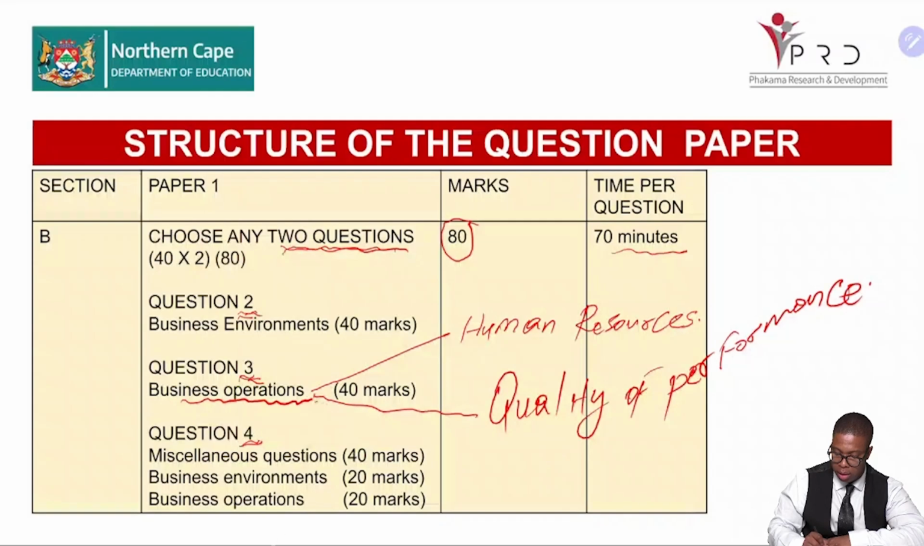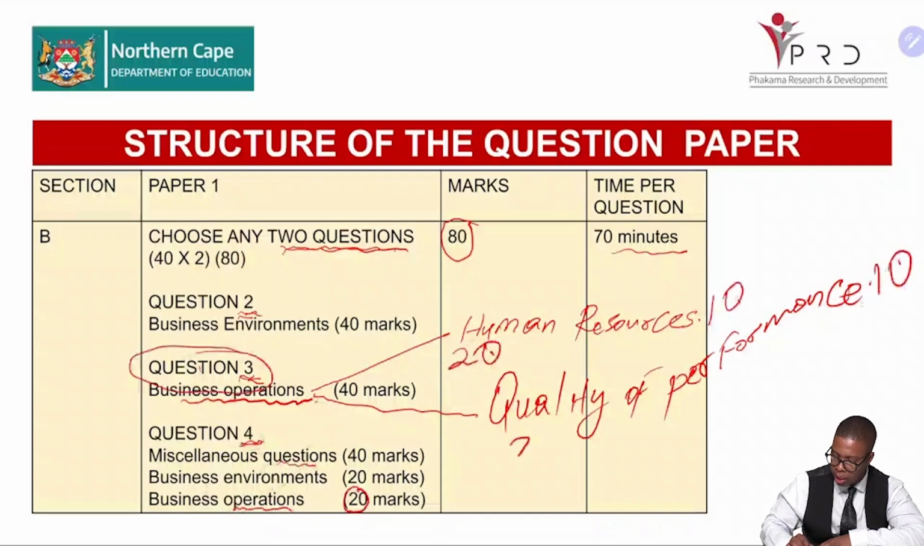That's question 3. With question 4, you have a miscellaneous question, which is a combination of business environment and business operations, wherein 20 marks is allocated. The 20 marks will mean 10 marks go to human resources and 10 marks go to quality of performance. Under question 3, 20 marks goes to human resources and 20 marks goes to quality of performance. Meaning in total, it has 60 marks allocated, and 30 marks allocated between the 2 subtopics.